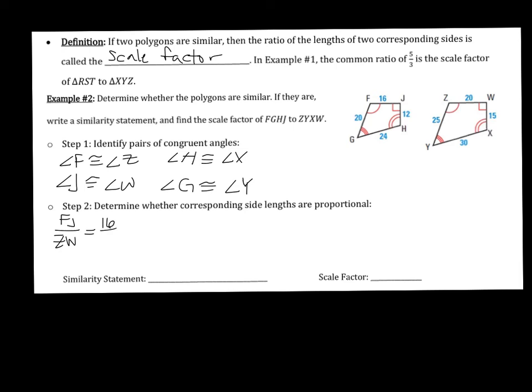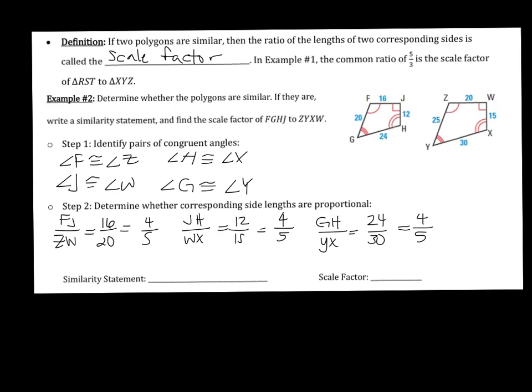FJ is 16 and ZW is 20, which simplifies to 4/5. We have JH to WX, which equals 12 to 15, which simplifies to 4/5, because I divided both by 3. We have GH to YX, which is 24 to 30. 6 goes into 24 4 times and into 30 5 times. And finally, we have FG to ZY, and we have 20 to 25, which also simplifies to 4/5.